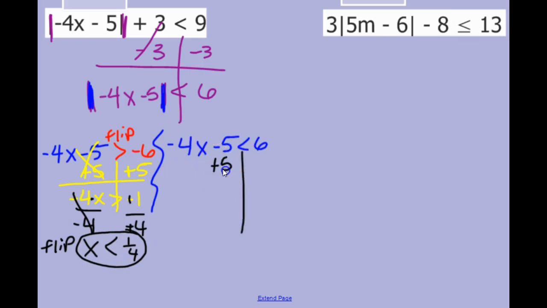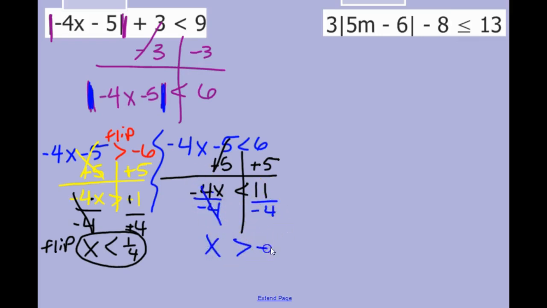And same thing over here, add 5 first. We have negative 4x is less than 11. And then divide by negative 4, just like the other one. We have to flip our symbol. Our answer is negative here. 4 goes into 11 2 times. That is 8. It'll be 3 left over, 3/4 left over. Or you can put 0.75.